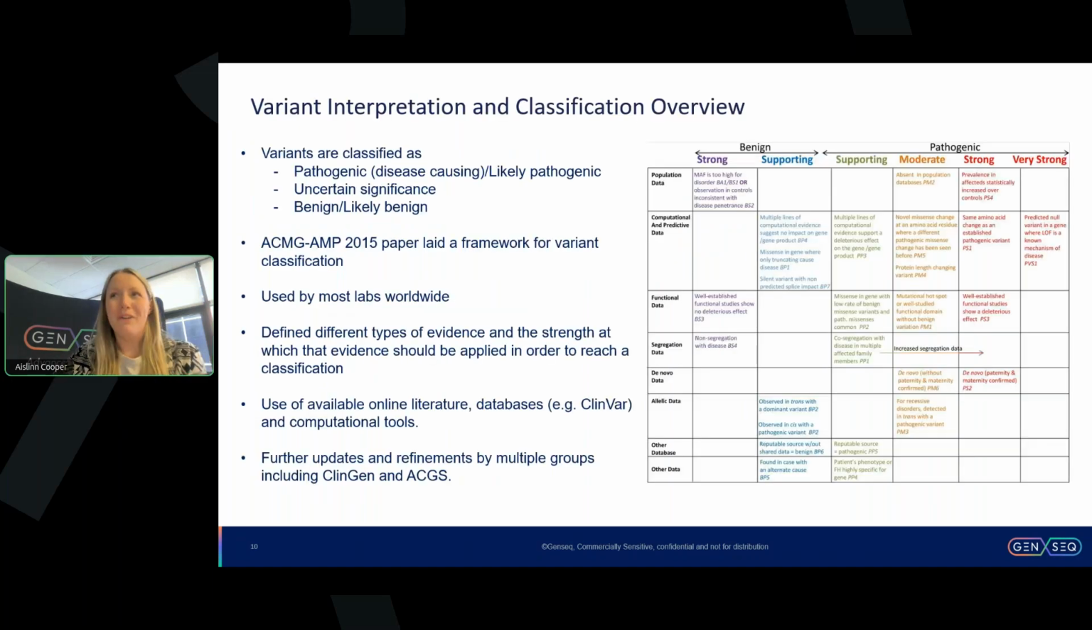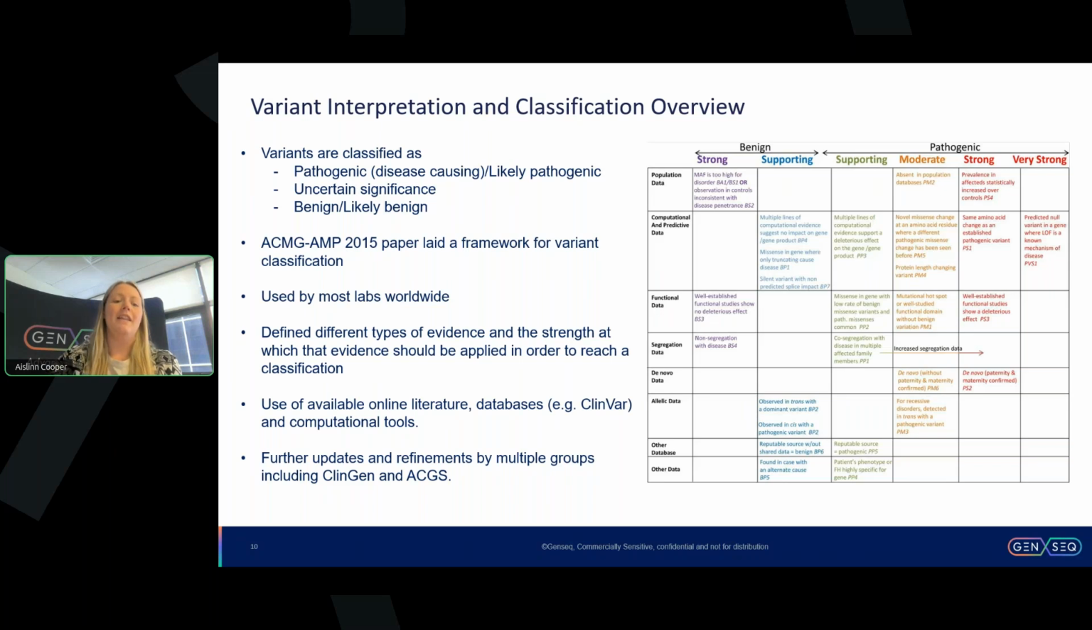How do we then, once we've got variants, interpret and classify them? As I mentioned earlier, we have different classifications: pathogenic and likely pathogenic, uncertain significance, which I will go into a bit more detail about, and benign and likely benign. Previously, it's been a bit inconsistent how labs would have classified variants. But in 2015, the ACMG, the American College of Medical Genetics and Genomics, a medical genomics group in America, produced a paper, and it's basically the paper which the vast majority of labs now follow, and it's a framework for variant classification.